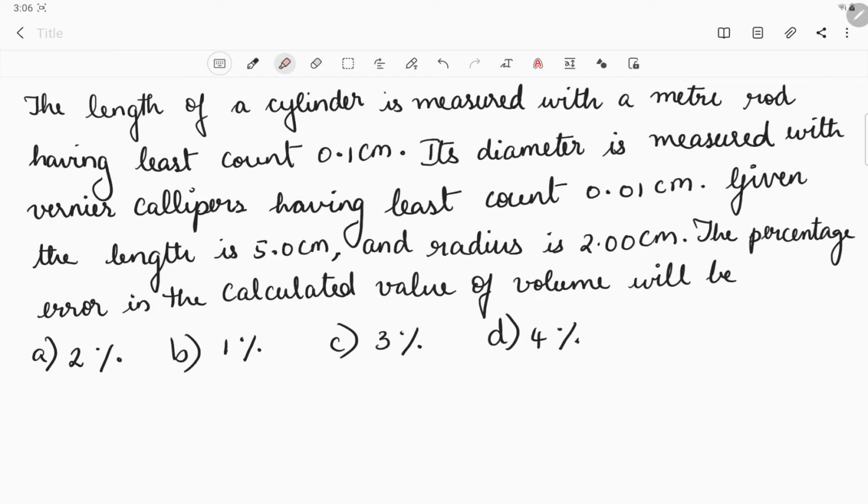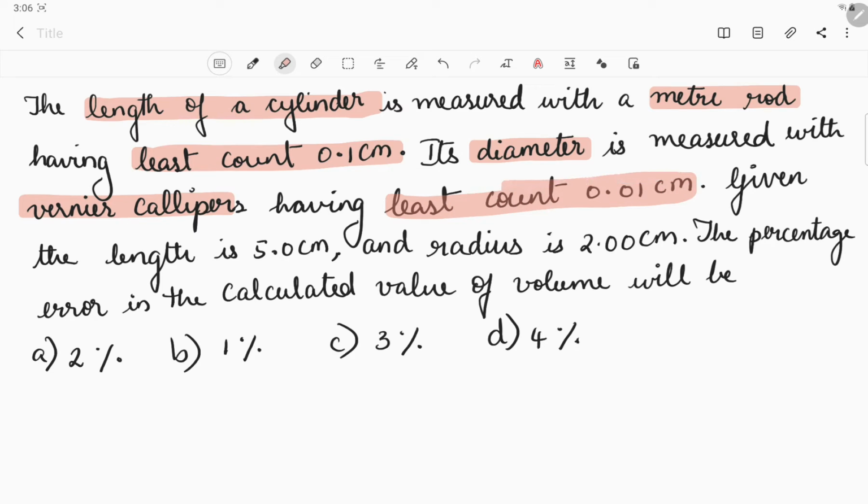In this question, it is given that the length of a cylinder is measured with a meter rod having the least count of 0.1 centimeter. Its diameter is measured using a vernier caliper having a least count of 0.01 centimeter. Given that the length is 5 centimeter and the radius is 2 centimeter, the percentage error in the calculated value of the volume will be.